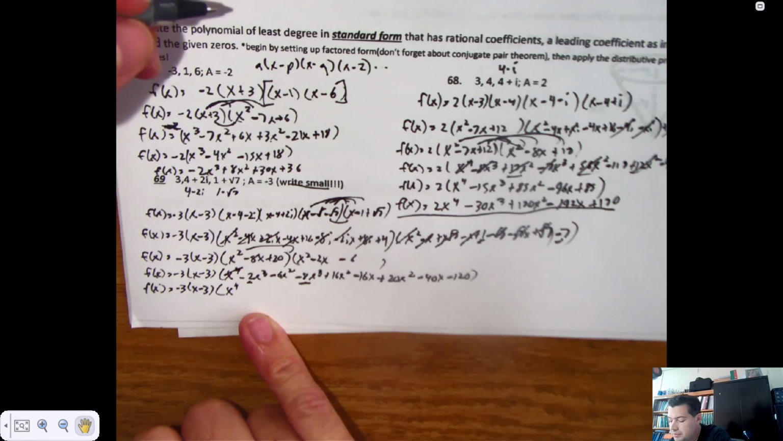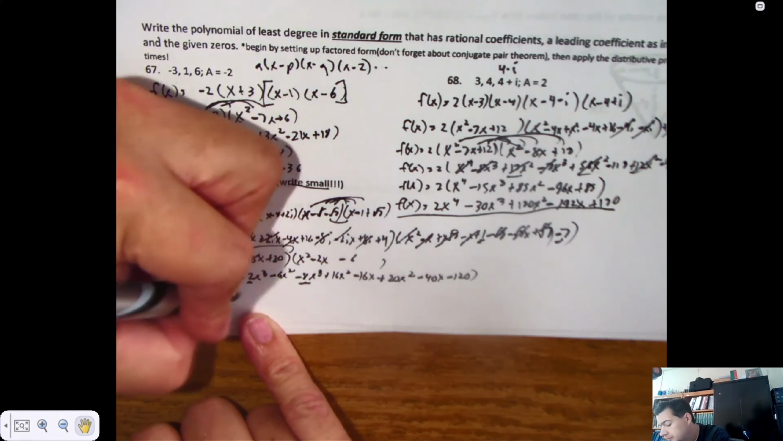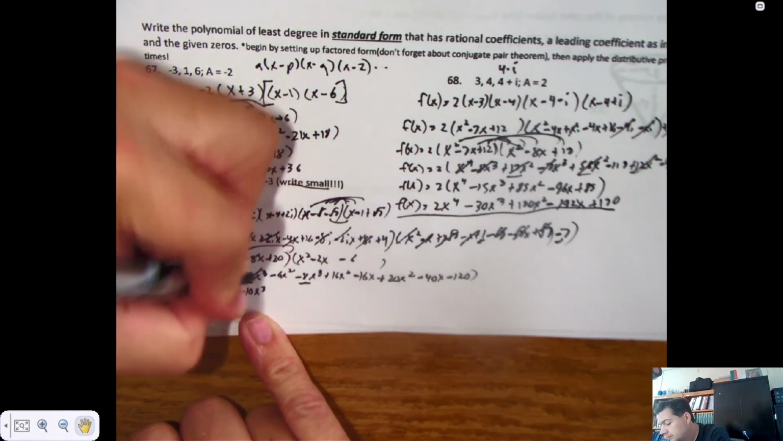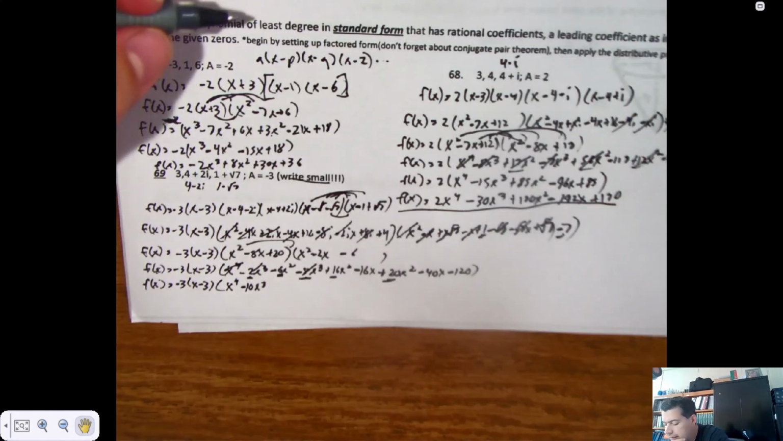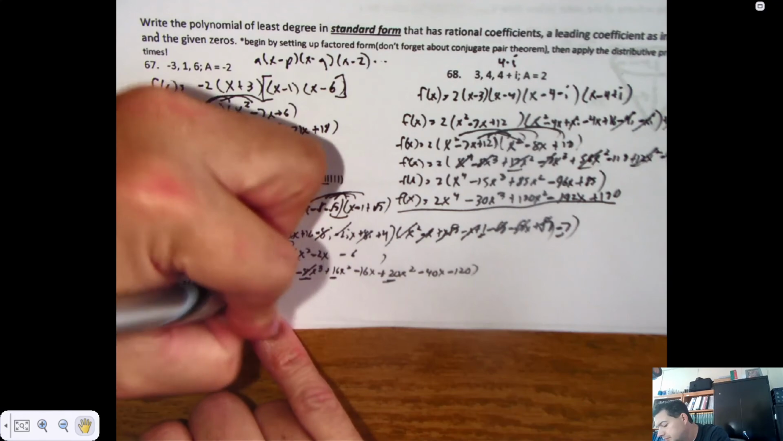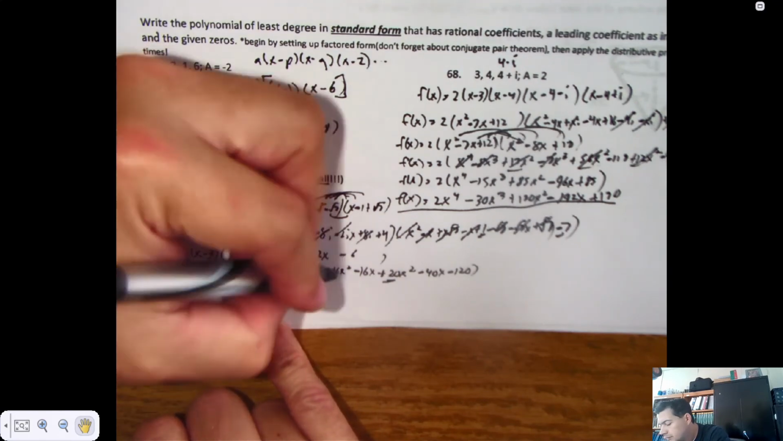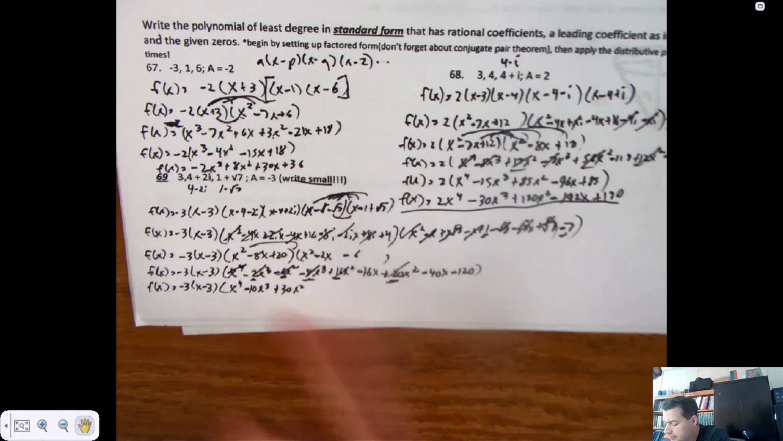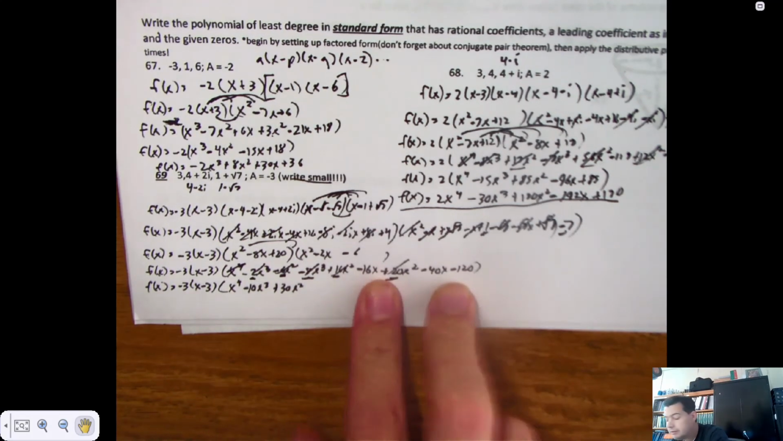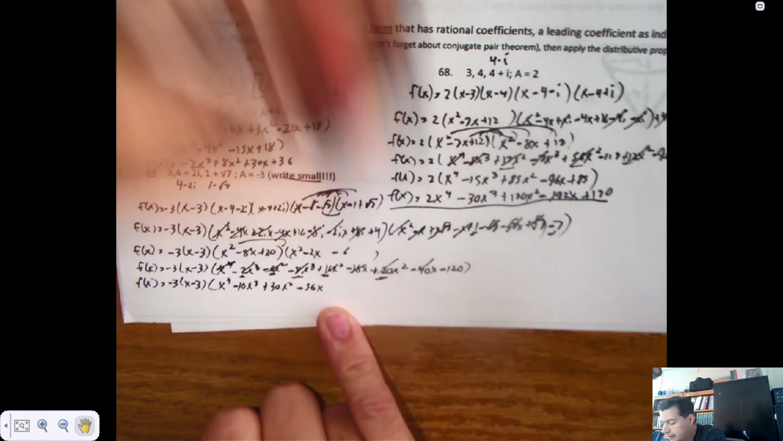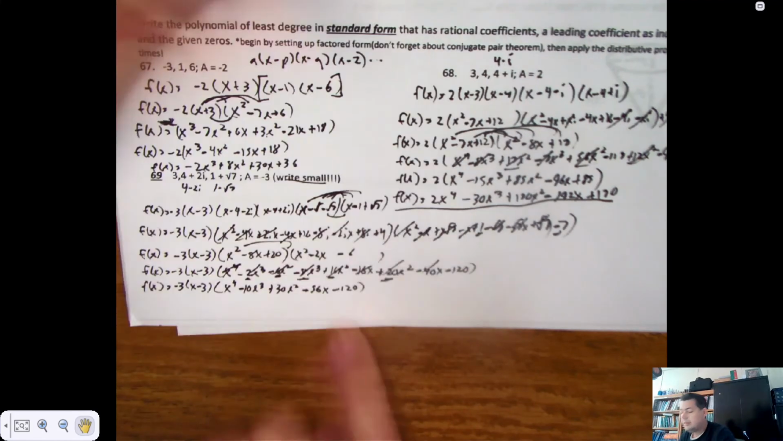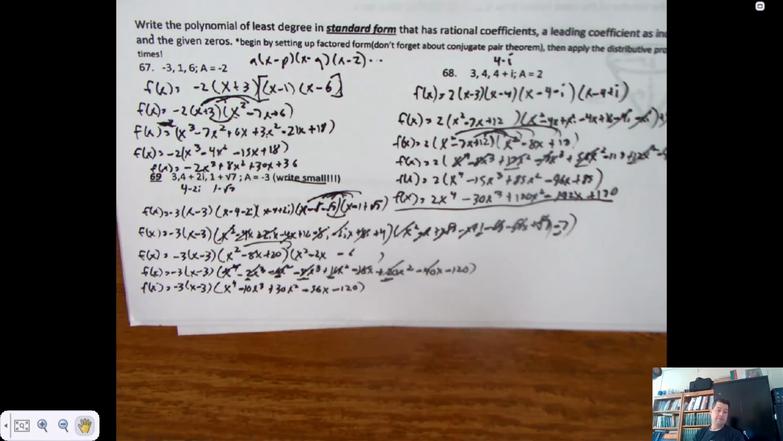Those are my x cubes. Looks like there's minus 10 of them. Looking at my x squareds, I see 30 of them. Now I'm looking at my x's. I see minus 56 of them. And then I have this constant negative 120. Oh, so that thing had 5 terms when everything was said and done.